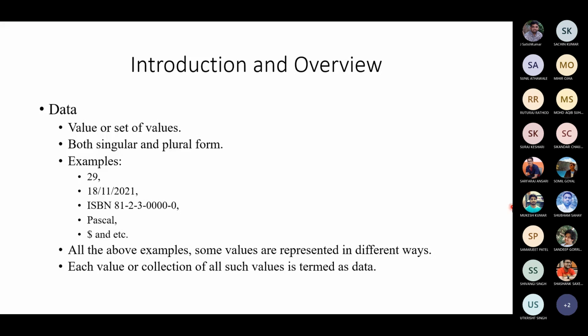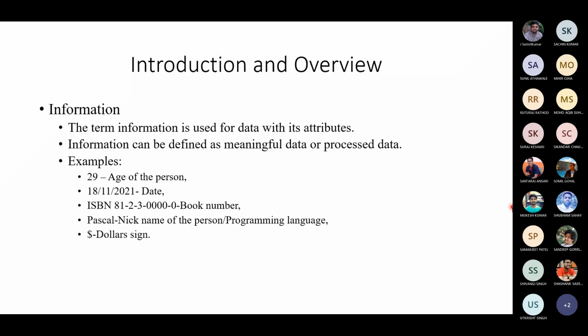Now we have information. There is a difference between data and information. The term information is used for data with its attributes. In other words, meaningful data or processed data is information. Suppose when I say 29, it could be any value, but when I assign some property, some attribute, to the data, I call that information. For example, if I say 29 is the age of a person, that is information. So from the data 29, I'm getting some information. This is the age of a person.